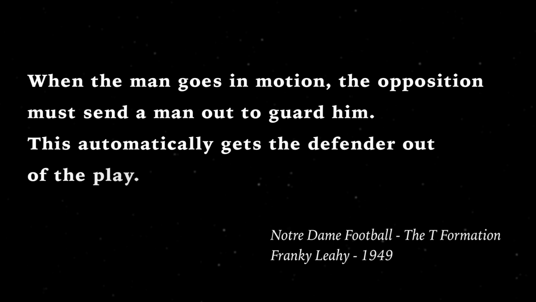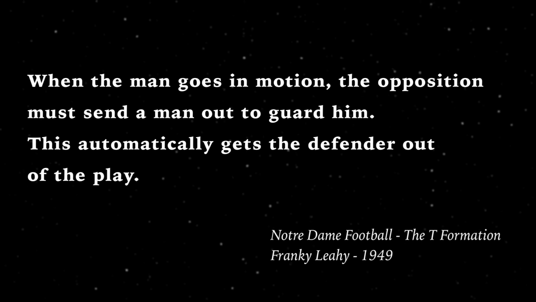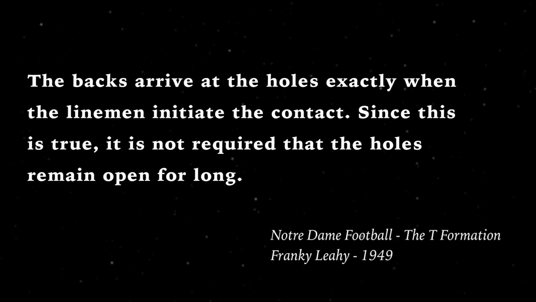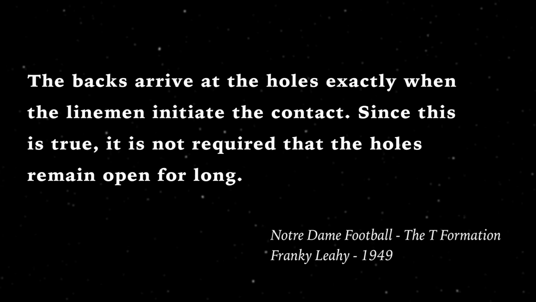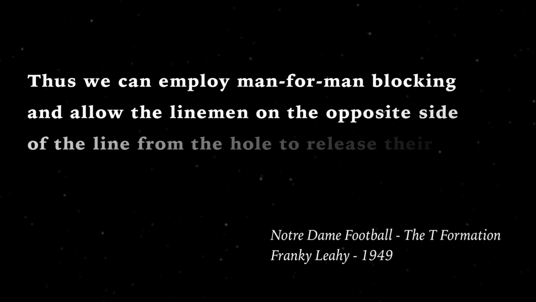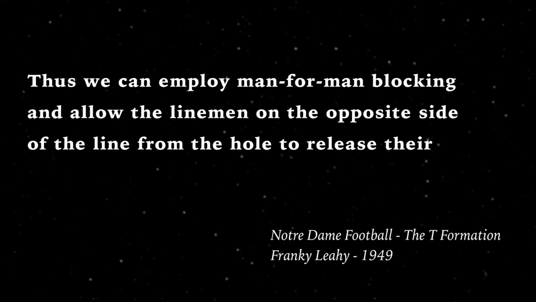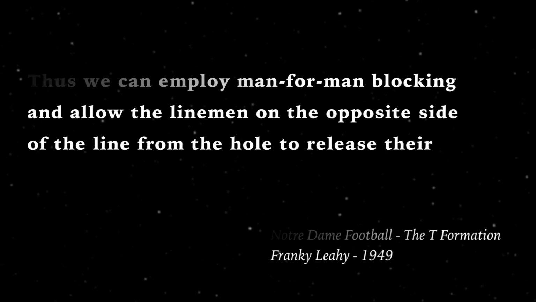When the man goes in motion, the opposition must send a man out to guard him. This automatically gets the defender out of the play. The backs arrive at the holes exactly when the linemen initiate the contact. Since this is true, it is not required that the holes remain open for long. Thus, we can employ man-for-man blocking and allow the linemen on the opposite side of the line from the hole to release their blocks and head downfield to remove the linebackers and safety men from the scene of activities.